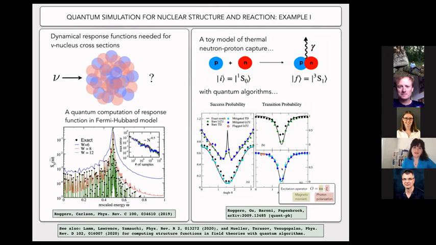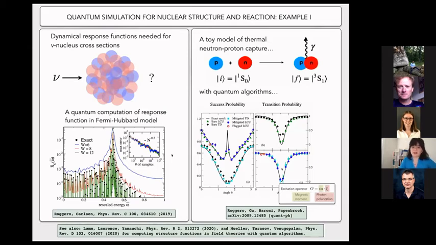The first example is quantum simulation in nuclear structure and reactions. What you see on the left is an example of a dynamical response function that is needed for neutron-nucleus scattering. In this case, Alessandro, Joe Carlson, and collaborators have introduced a quantum algorithm that can compute the response function. For example, in the case of a simple Fermi-Hubbard model, they've demonstrated that this algorithm can accurately describe the theory predictions for this dynamical response function, which is quite nice. I'm sure Alessandro will talk about this in this program.